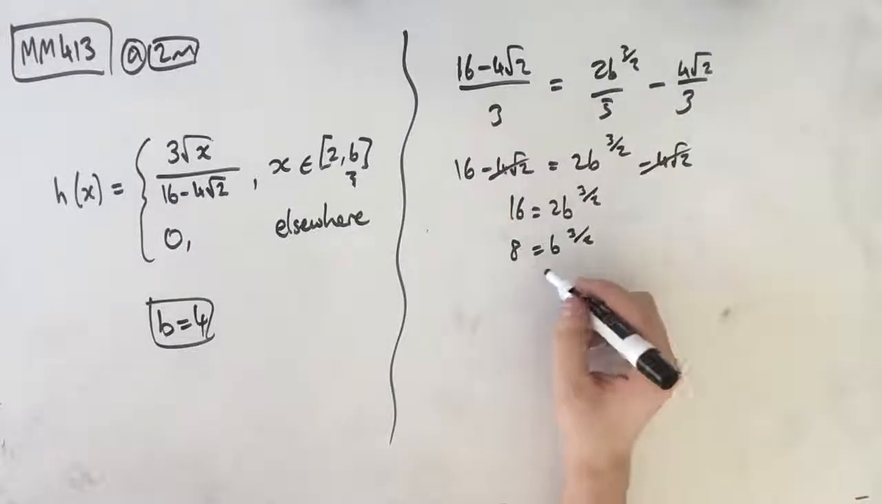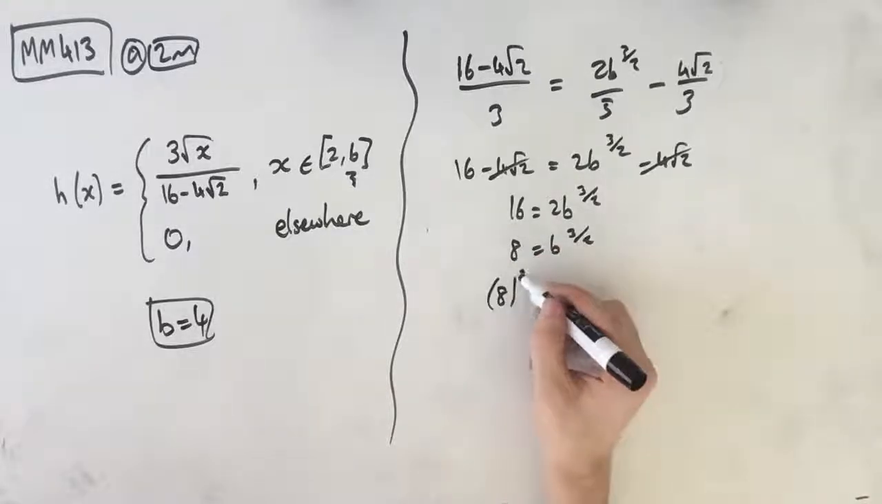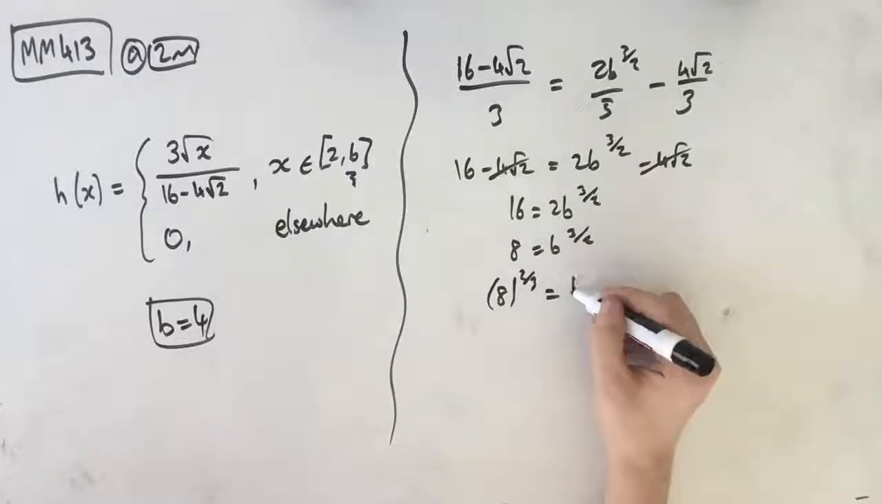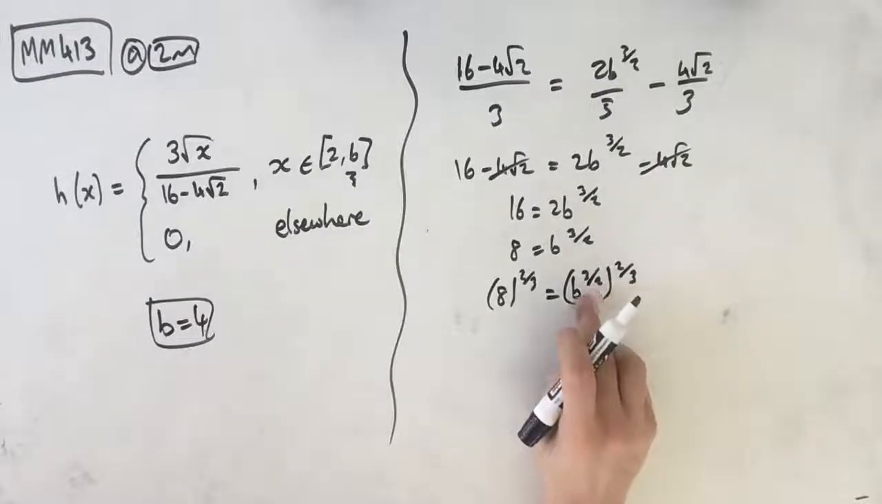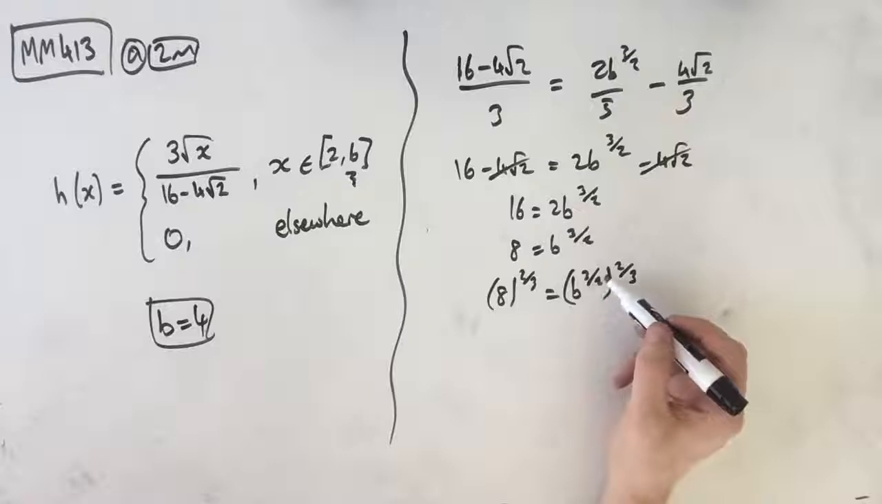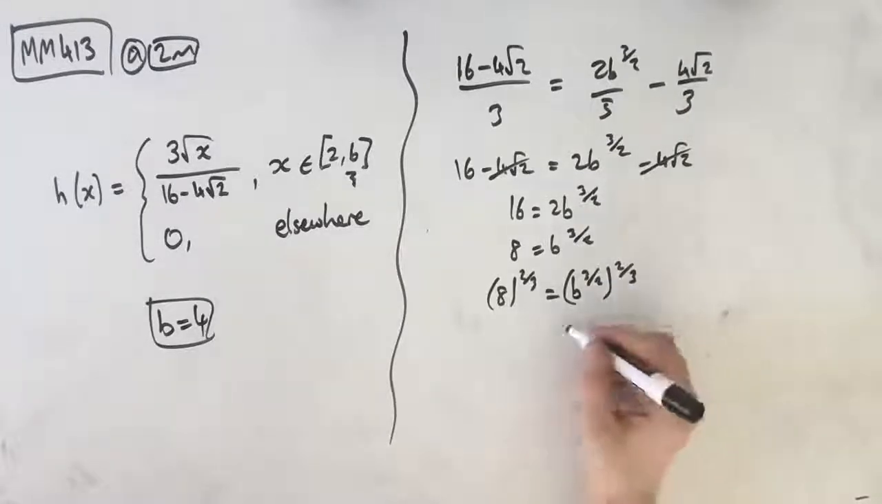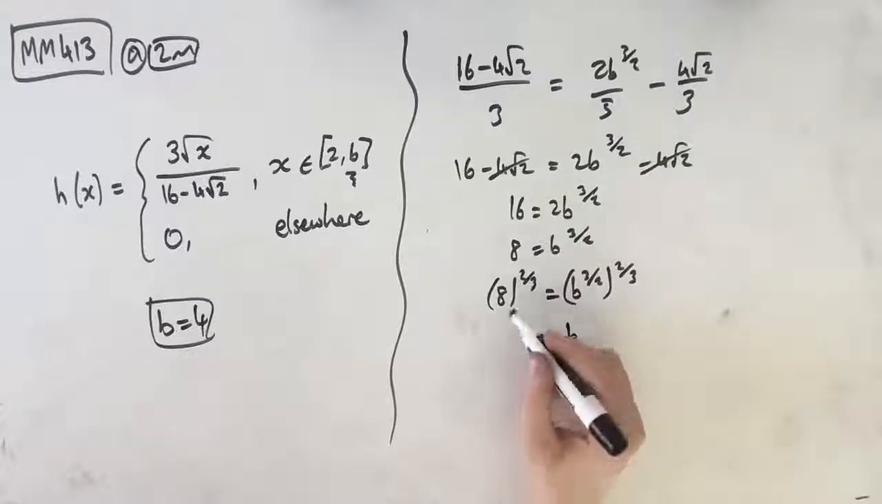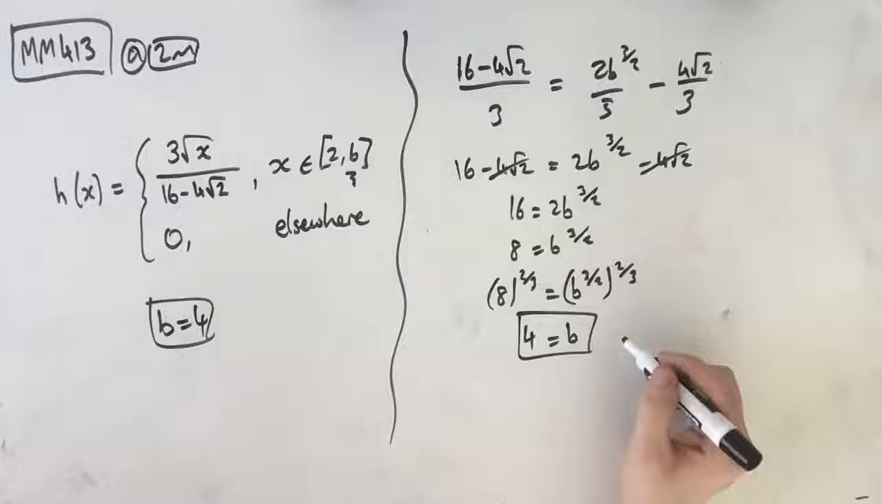And then we can do both sides to the power of 2 on 3. And the reason that we do that is to cancel out our to the power of 3 on 2 on that b. Because if we do 3 on 2 to the power of 2 on 3, we get b to the power of 6 on 6, which is b to the power of 1. So just normal b. Now 8 to the power of 2 on 3 is equal to 4. So therefore b equals 4.